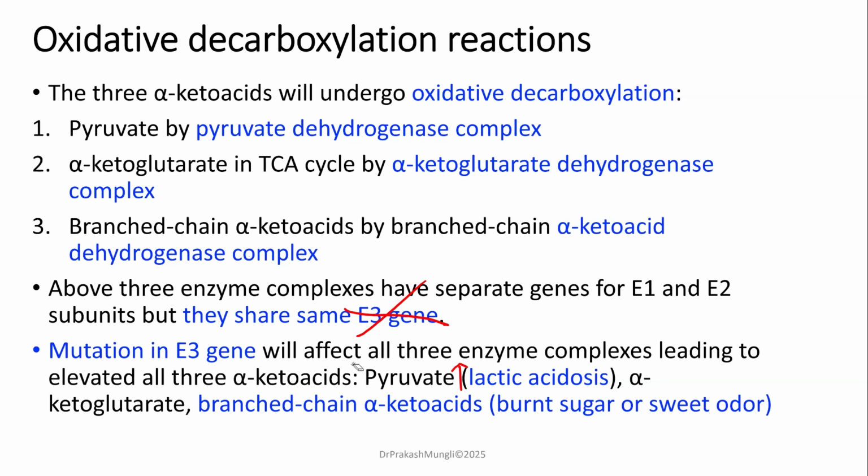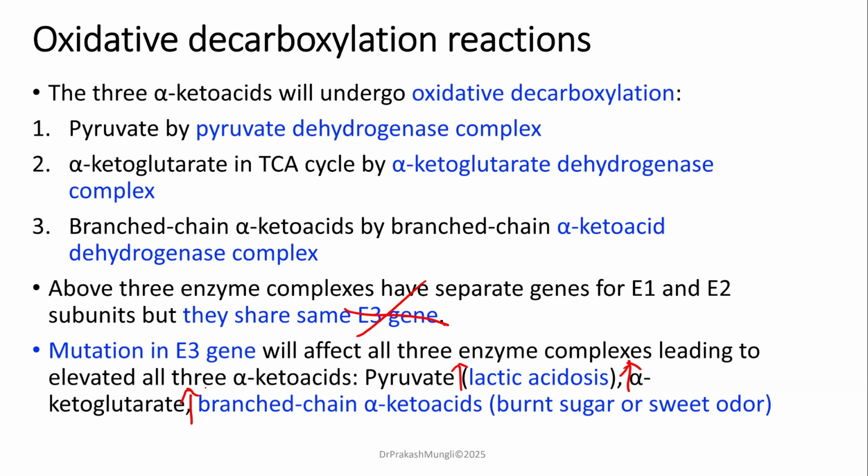And if alpha ketoglutarate dehydrogenase complex is not functioning, alpha ketoglutarate will increase, which I have written here. And branched chain alpha ketoacid dehydrogenase complex is also down. That means branched chain alpha keto acids will also increase. So when the E3 subunit is mutated, you're going to see elevation of lactate, because it is coming from pyruvate. You're going to see elevation of alpha ketoglutarate. You're going to see elevation of alpha keto acids.